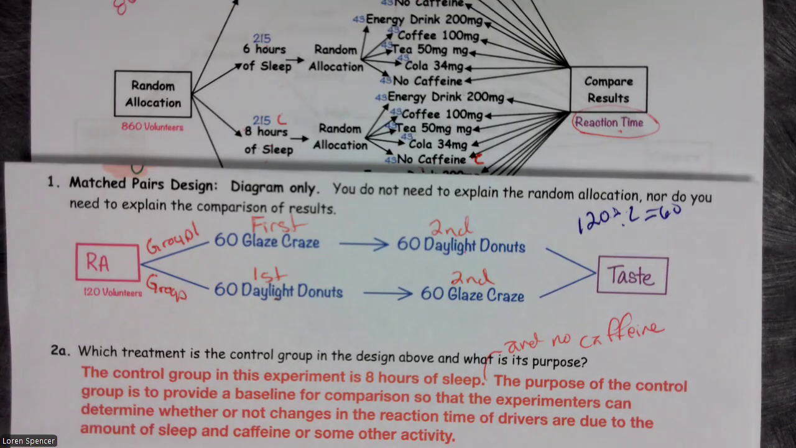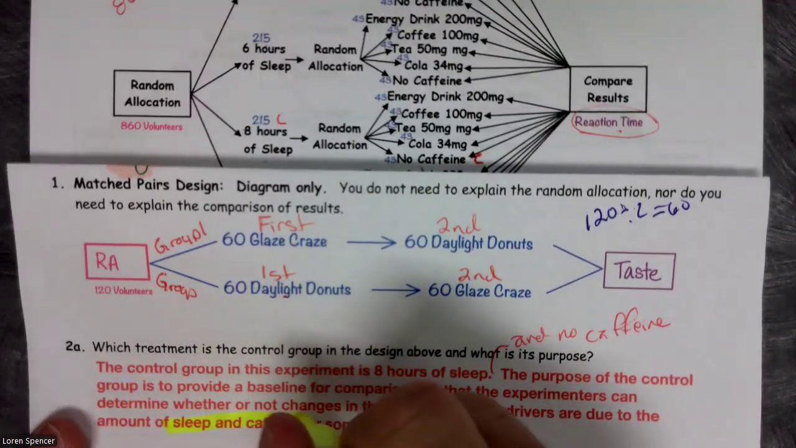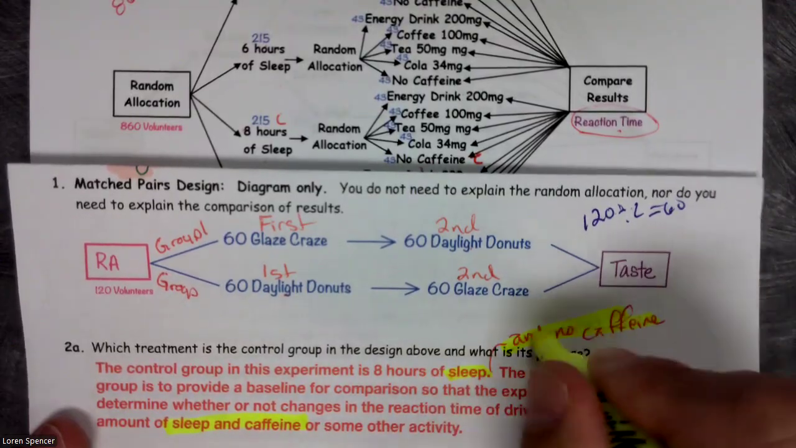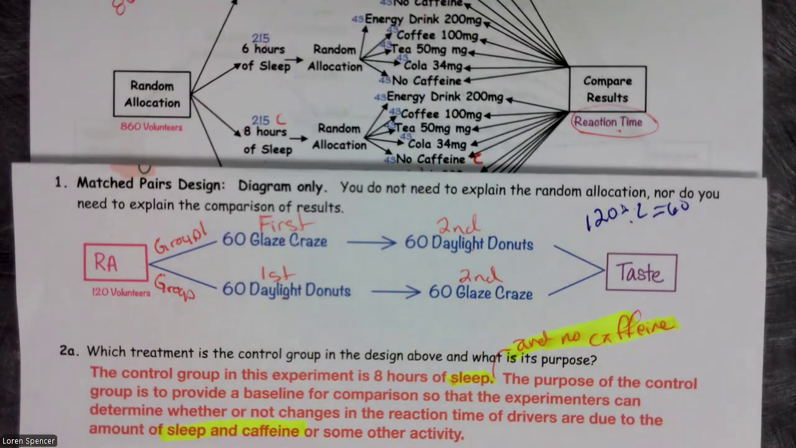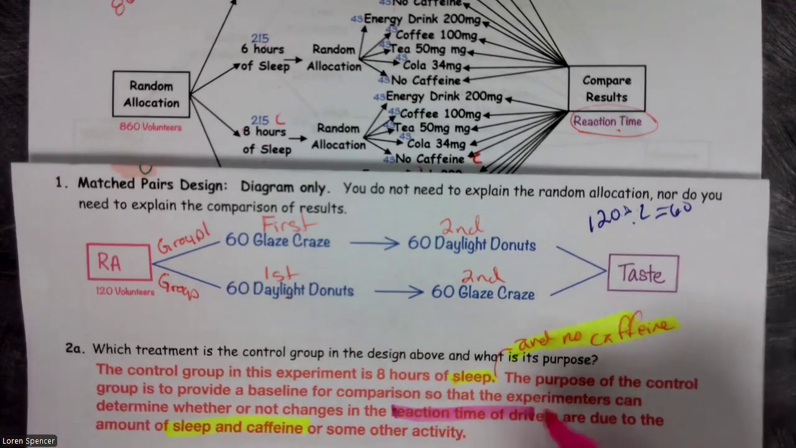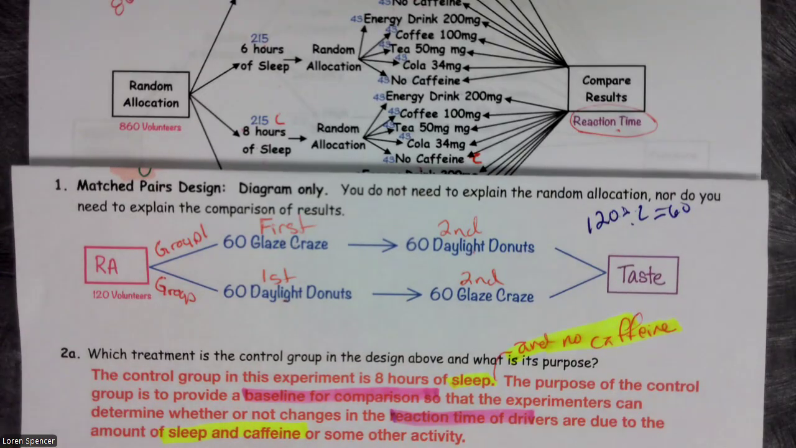8 hours of sleep and no caffeine is our control group. And the purpose of the control group is to provide a baseline for comparison so that the experimenters can determine whether or not changes in reaction time are due to the amount of sleep and caffeine. So it's super important that you add caffeine. It's not here. We'll get that fixed, but I need to say and caffeine too. All right. Because what were we measuring? What did we care about at the end? First off, keywords: reaction time is what we're measuring at the end. Other keyword: baseline for comparison.